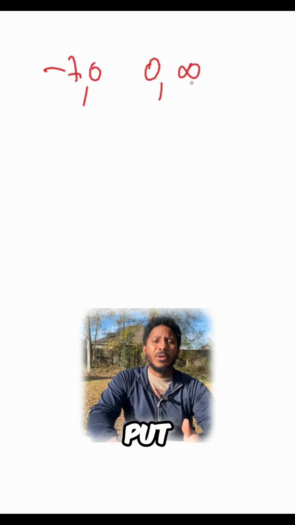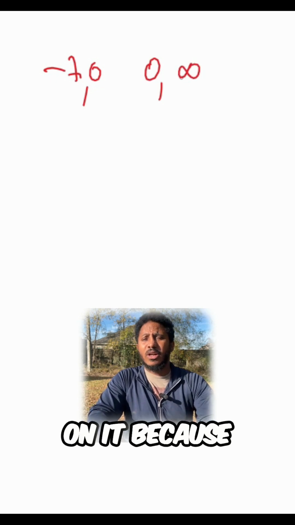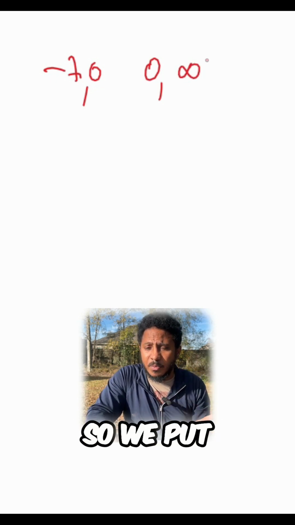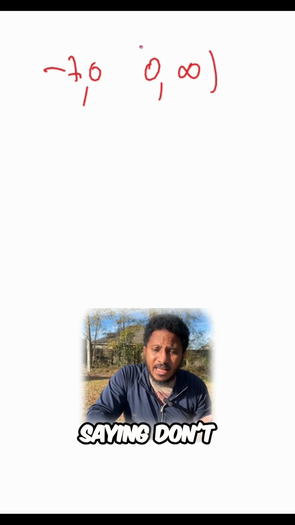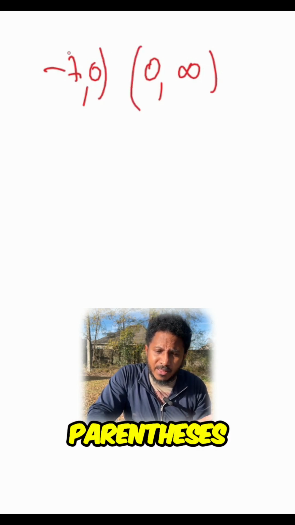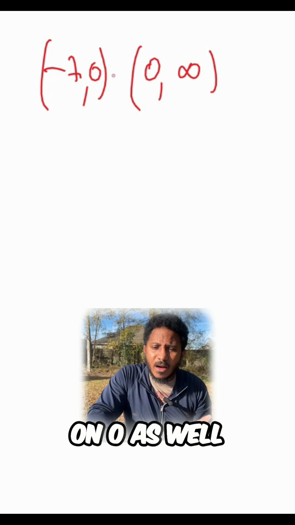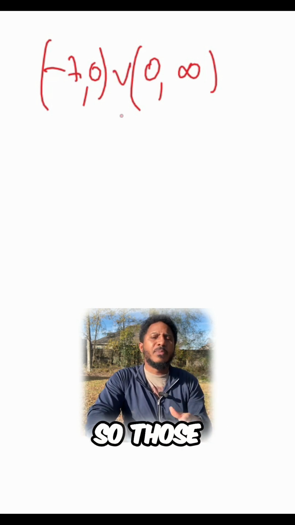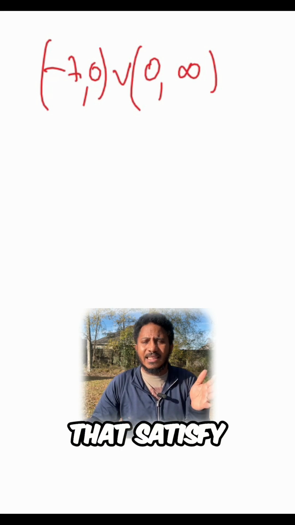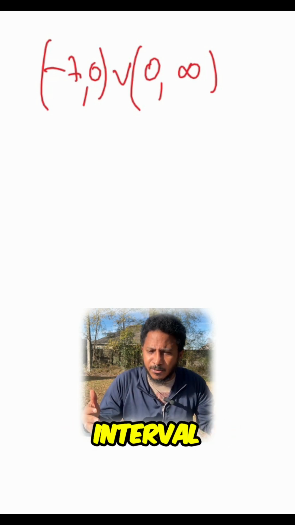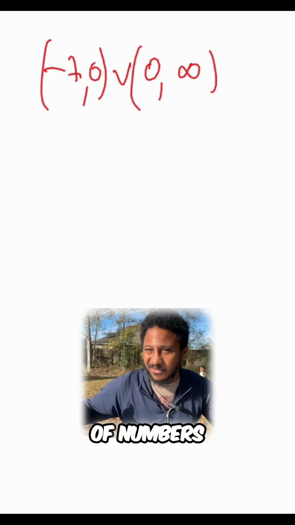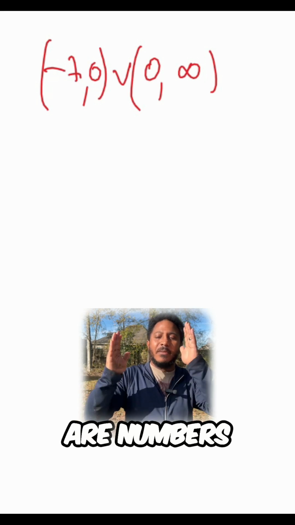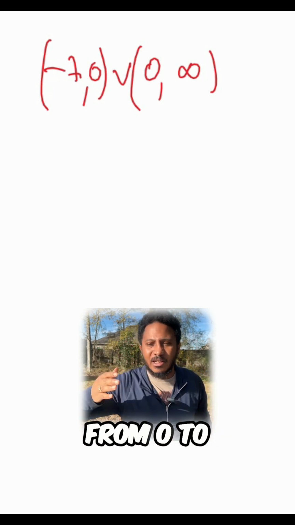We want to put parentheses on it because there's no equal sign underneath the inequality. So we put parentheses on everything, which means don't include 0. Put a parenthesis on 0 as well, because 0 will make it equal to 0, which is not greater than 0. So those would be the numbers that satisfy this inequality. The whole interval of numbers that satisfies this inequality are numbers between negative 7 and 0, and numbers from 0 to infinity.